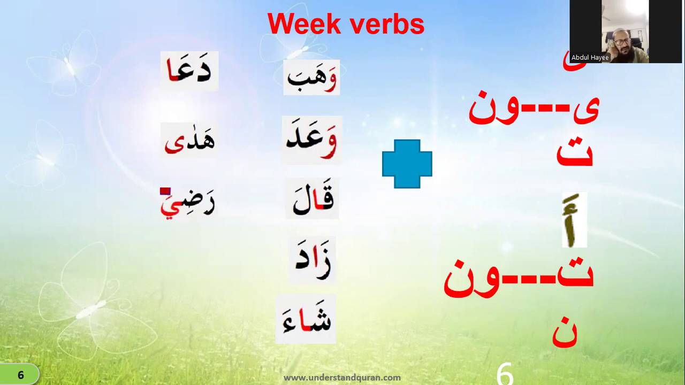Radiya: yarda, yardawna, tarda, arda, tardawna, narda. Amara: ya'muru, ya'muruna, ta'muru, a'muru, ta'muruna, na'muru, ta'muru. Zanna: yazunnu, yazunnuna, tazunnu, azunnu, tazunnuna, nazunnu. Dalla: yadillu, yadilluna, tadillu, adillu, tadilluna, nadillu, tadillu.